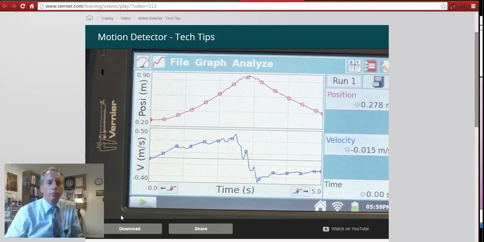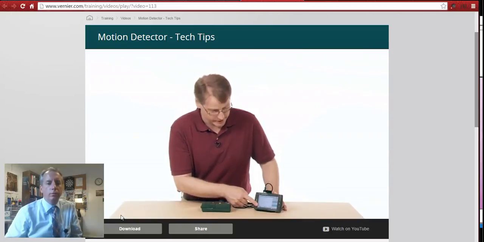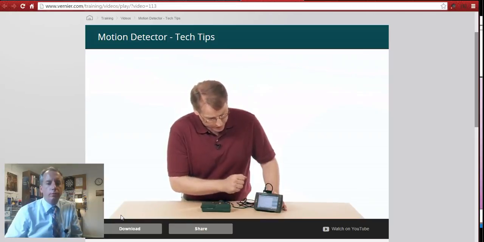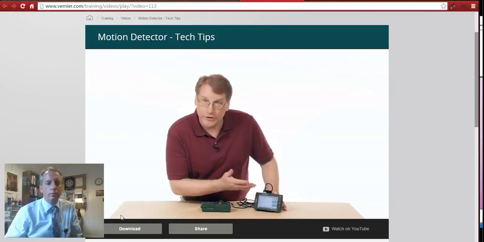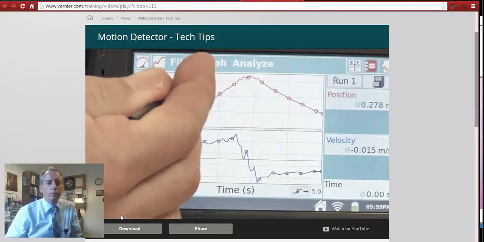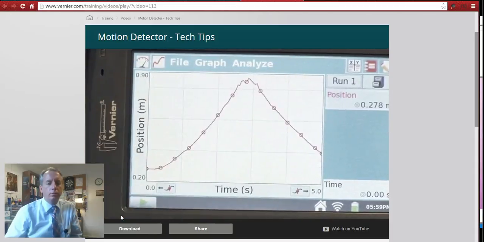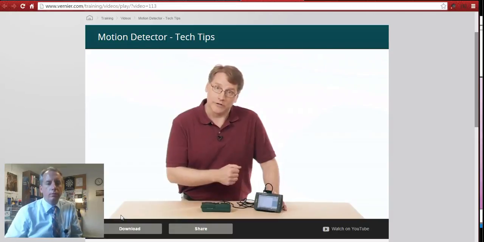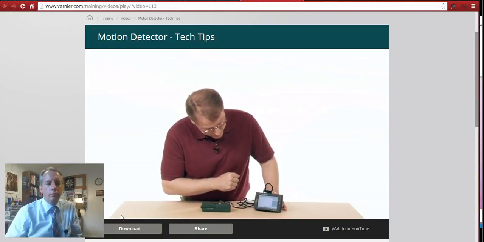And as I move towards, it comes back down. The lower graph is a velocity graph based on the same data. So depending on what you're wanting to look for, you can do that. If you wanted to see just one of the graphs, you can change it very easily by tapping on where it says graph, and you can show graph, and I could show graph 1, and so there's just my position graph. I could look at just the velocity graph if I wanted to, but just leave it like this.